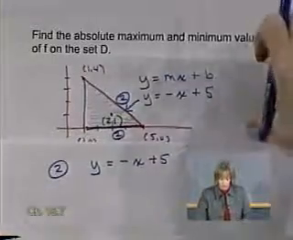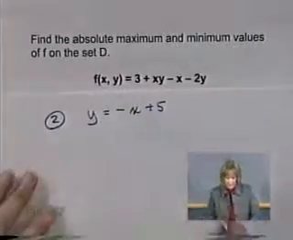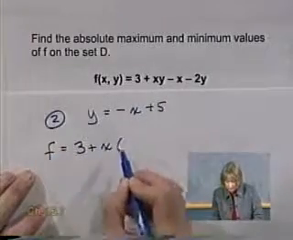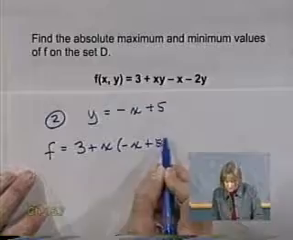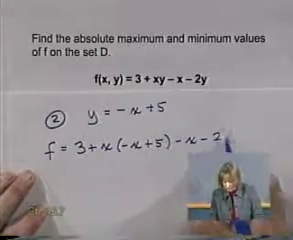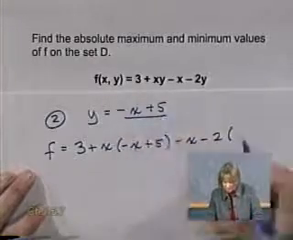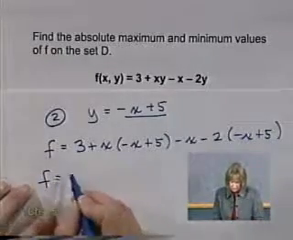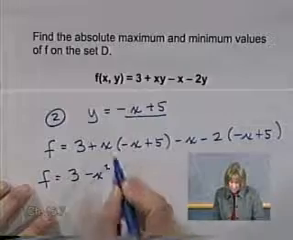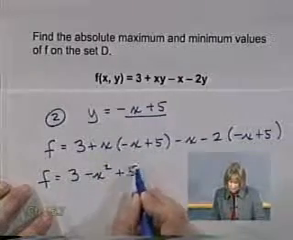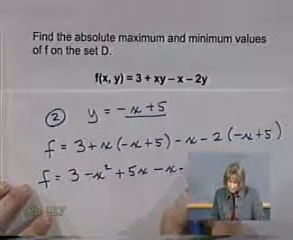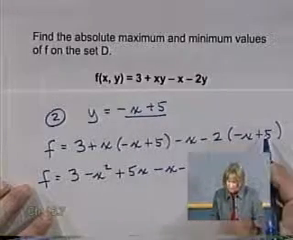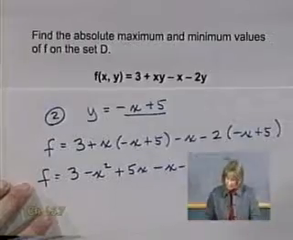So what we're going to do is look at f, and wherever I see y, I'm going to put in minus x plus 5. Wherever I see y, I take it out and I put in minus x plus 5. So here f is 3 minus x squared. 5 times x is 5x minus x minus 2. Negative 2 times minus x is plus 2x. Minus 2 times 5 is minus 10.